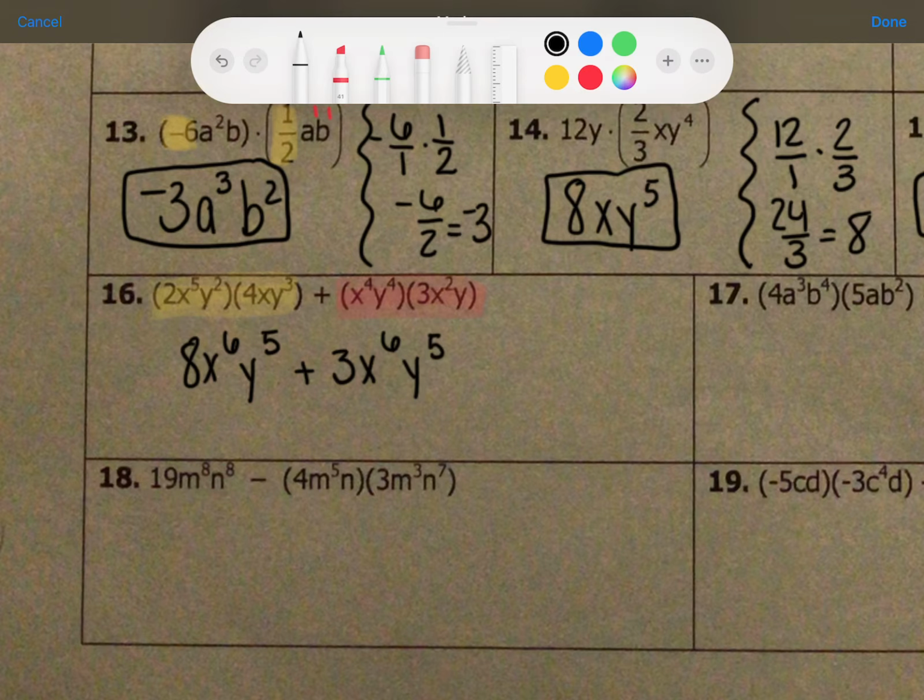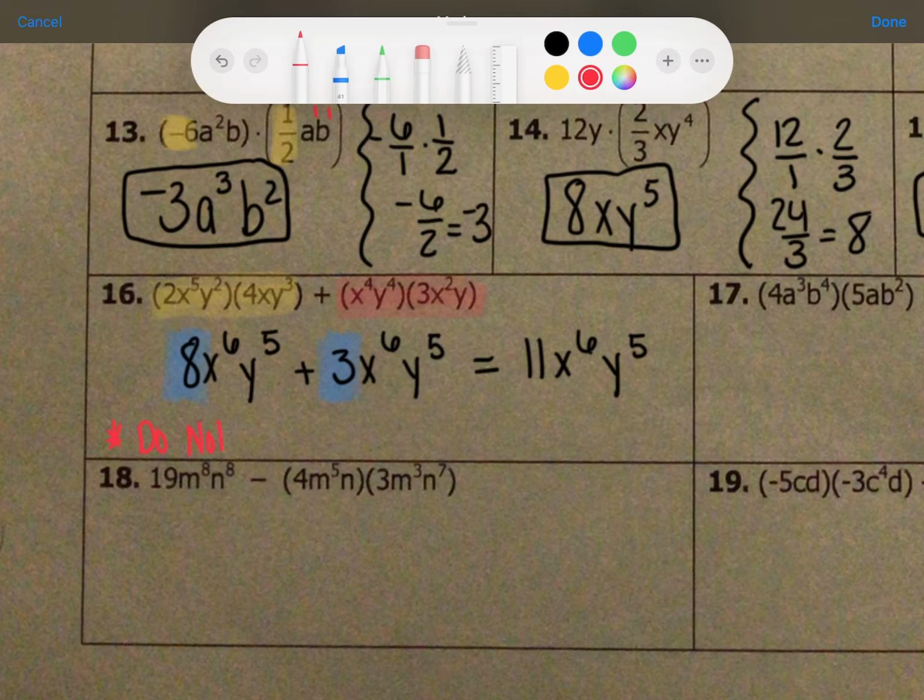Now, once you're done, what do you notice about both monomials? That's right, they match. They both have an x to the 6th and a y to the 5th. So because they match, I can add the coefficients up front. I'm not going to add the exponents because I'm not multiplying. So I'm simply only going to add the coefficients, which gives me 11 x to the 6th, y to the 5th. So be very careful when you're adding like terms. Do not add exponents when you're adding like terms. I can't stress that enough. I'll put that over here in red.